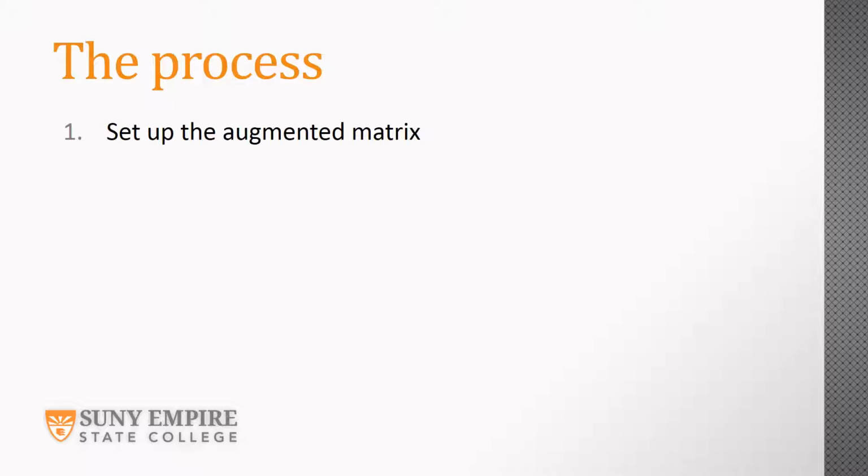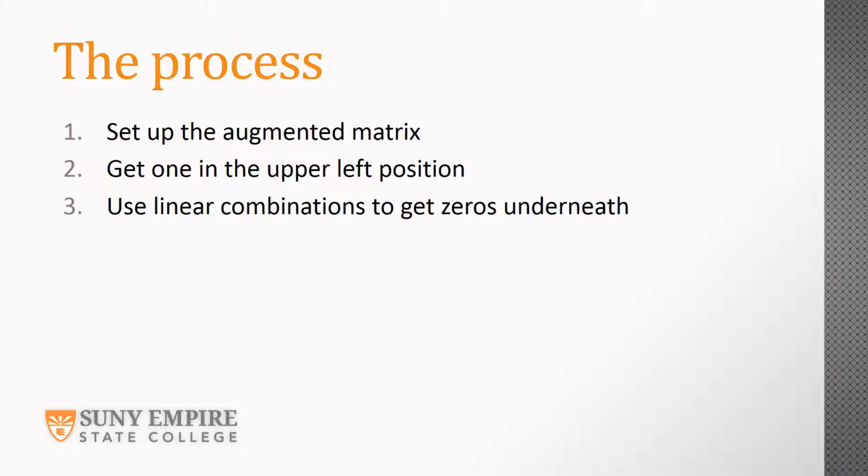First, we need to put our system of equations into the augmented matrix. Next, we try to get a 1 in the upper left position. We use either row swap if there is a 1 in the first column, or scalar multiplication if there is no 1 in the first column. Then we use linear combinations to make the values under the 1 go to 0. In each case, we multiply the row with the 1 by the opposite of the value we want to go away.